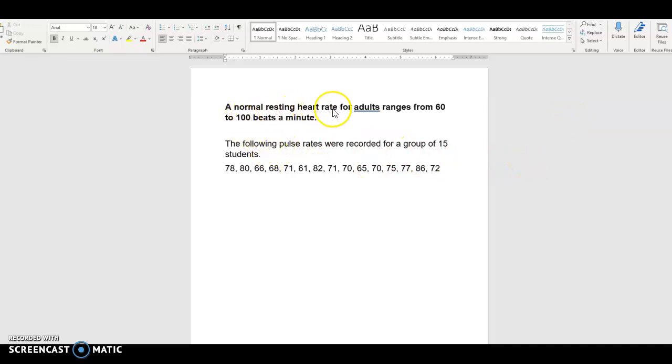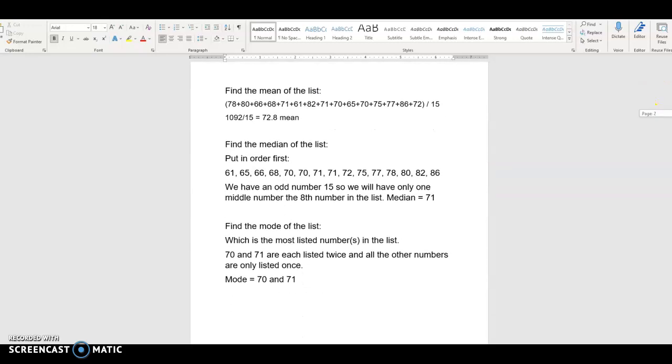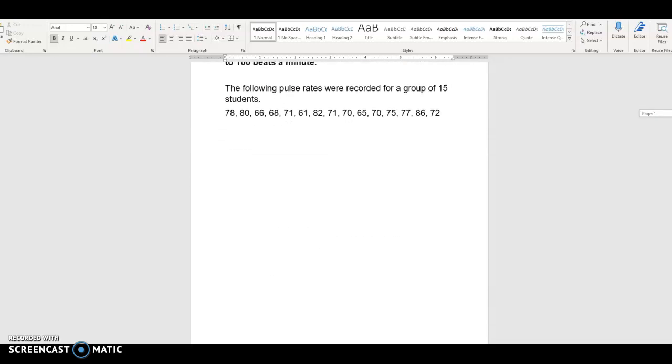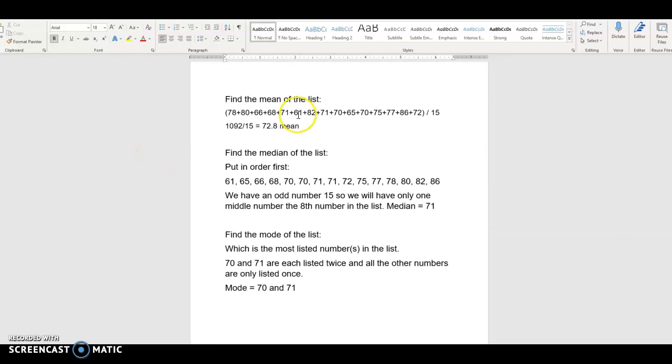In your handouts is this example. A normal resting heart rate for adults ranges from 60 to 100 beats per minute. So the following pulse rates were recorded for a group of 15 students. And you can see this is not an ordered list. I just randomly put the numbers. So what I want you to do is find the mean of the list. The way that you would do that would be to add all the numbers together and then divide by 15. So we got our mean was 72.8.